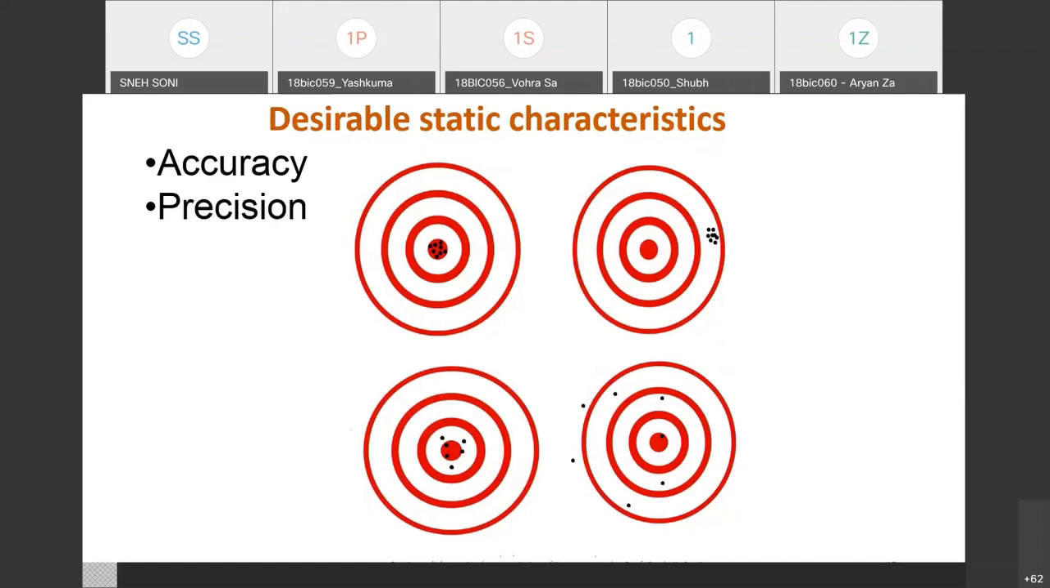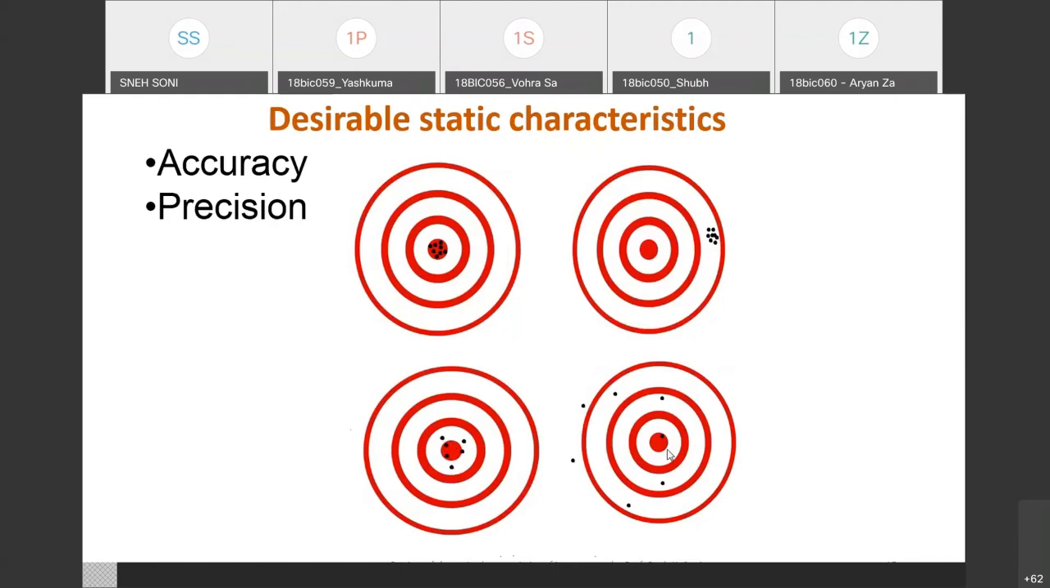But when there are multiple measurements, in the second case, you can see they are nearby, but they are not close to the true value. So we can say they are precise but not accurate. In the third case, our true value and our measurements are nearby, but the consecutive values are not nearby. Right? There is some difference. So we can say it's not that precise.